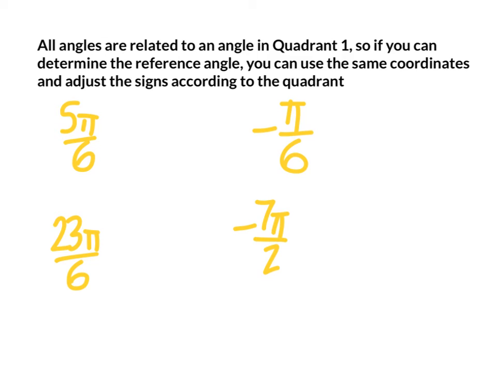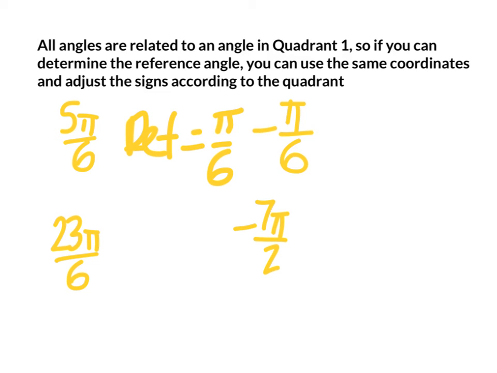And here we have a couple practice problems with 5 pi over 6, negative pi over 6, 23 pi over 6, and negative 7 pi over 2. So for 5 pi over 6, we see that if you add pi over 6 to that, you get pi. So you know that the reference angle is thus pi over 6.